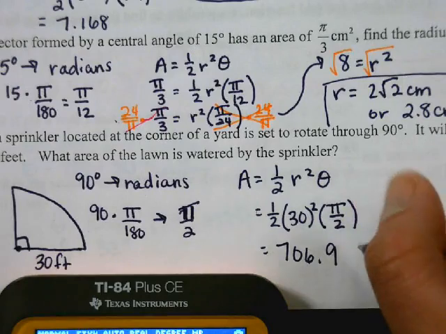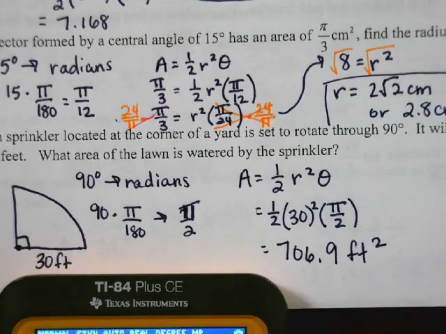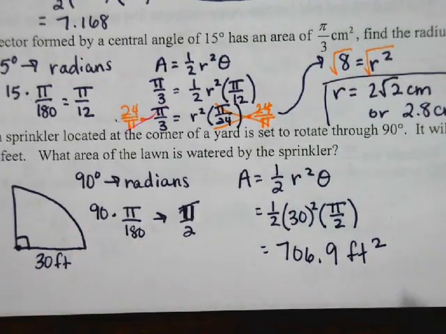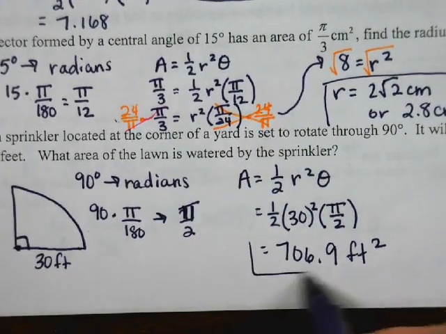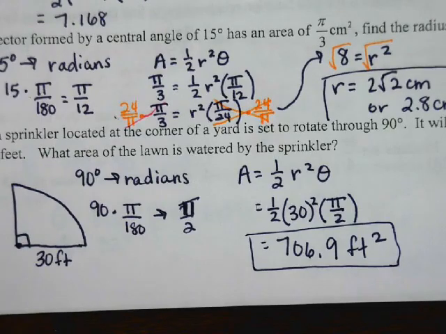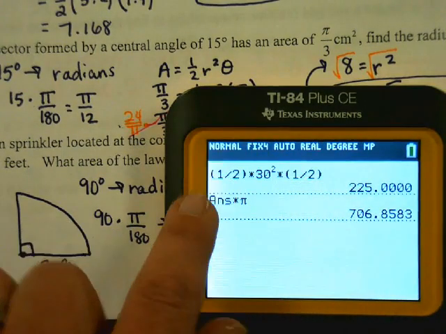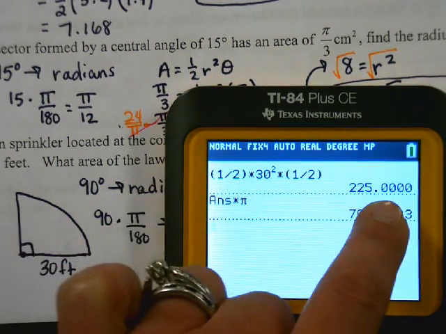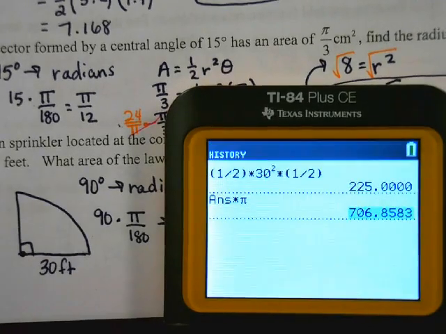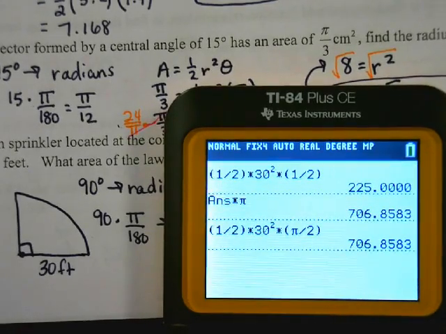706.9 square feet. Okay, does that make sense? How did you get this? I multiplied it by pi. So when I put this in, I didn't put the pi in there. You could put the pi in and do it all at once if you want. Yeah, so I could have done this. And if I just replace this by pi, there it is. Yeah, and I'm okay with that.